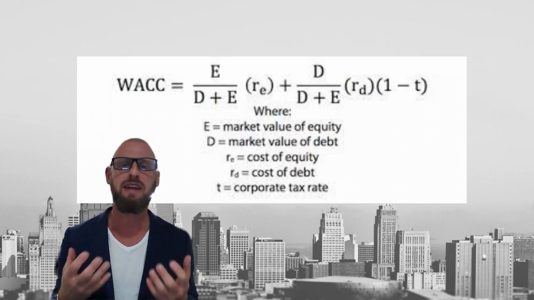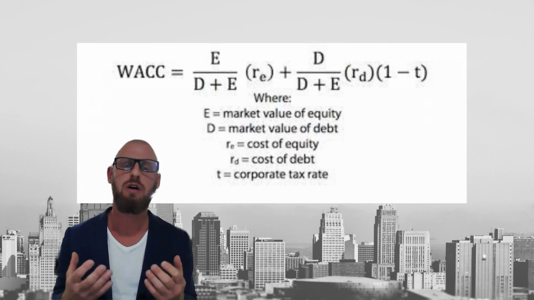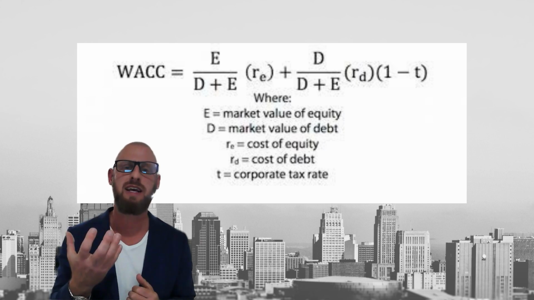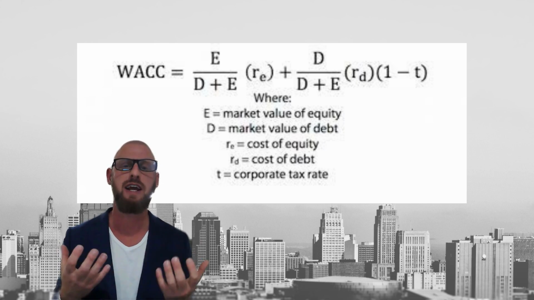Now, once we have all these costs of all these different sources of funding, we can now calculate what is known as the weighted average cost of capital, WACC, W-A-C-C. Now, what this represents is the overall cost of financing the company's operations.